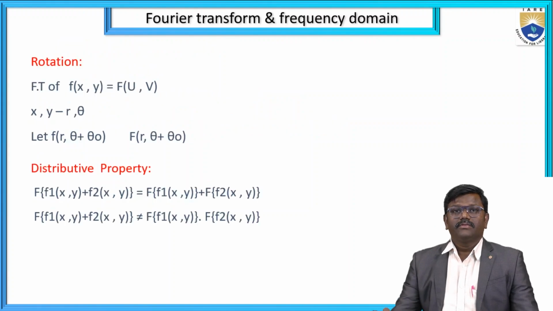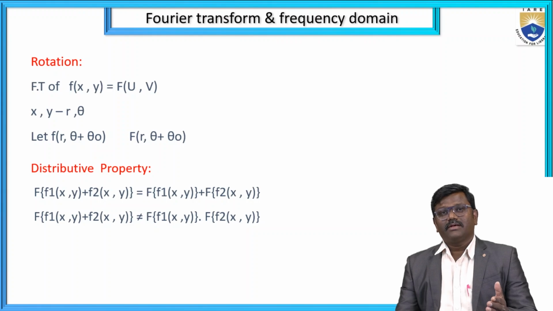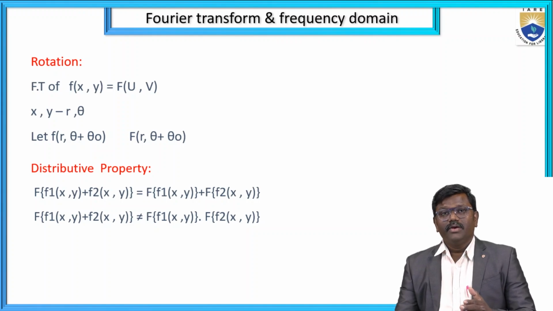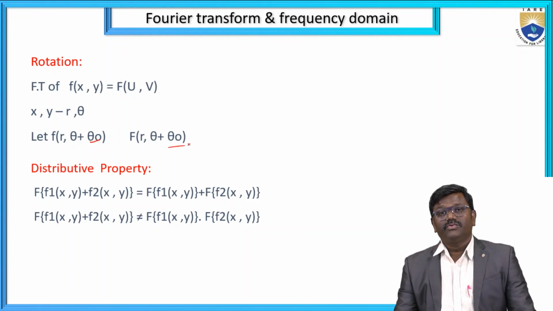We'll see the next one, rotation, where we apply the frequency transformation to the object function of an image, f of x comma y equal to F of u comma v, where x and y vary with respect to r and theta. So r and theta replace x and y, with theta changing from the initial condition value theta naught. These are the initial condition values which we apply for understanding the rotation process.